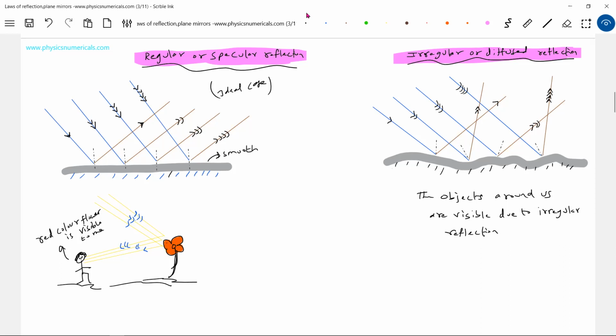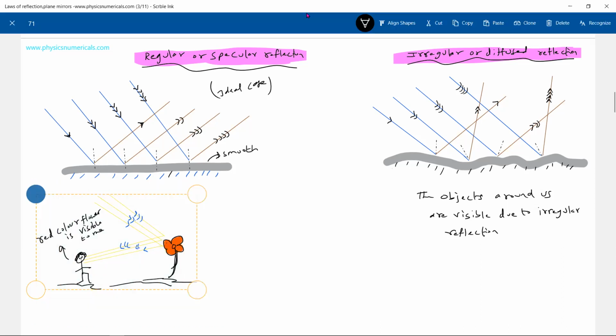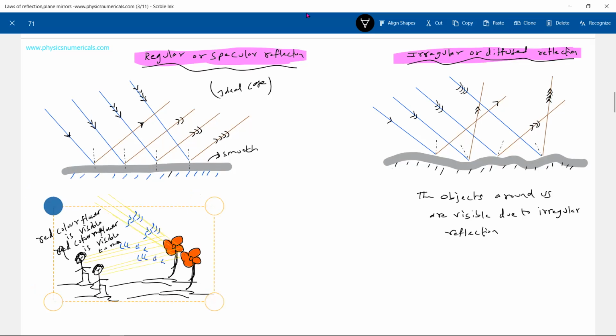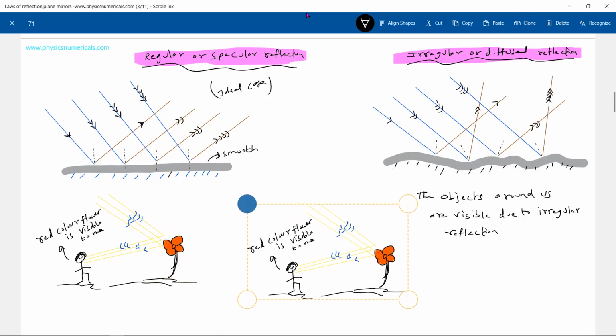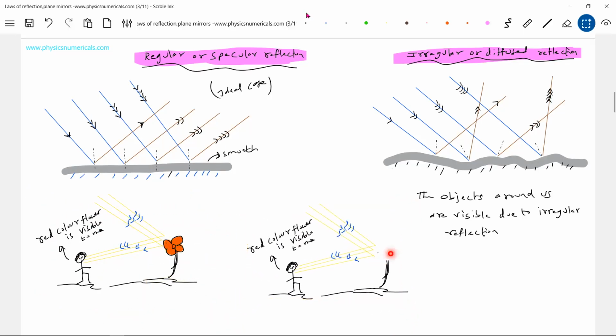Now, let's see what all we are able to see: the color, petals, everything, the details of the flower, because of irregular reflection. Okay, let's take an example of regular reflection. Let me keep the mirror in sunlight. Let me take the same diagram. So instead of the flower, let me introduce here a plane mirror.